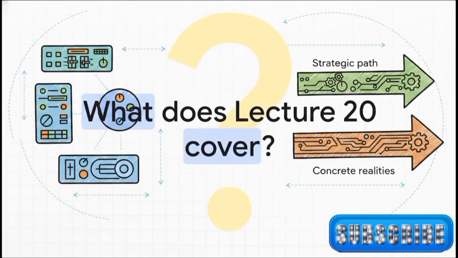So you might be wondering, what does Lecture 20 actually cover? How do we apply that grand strategic design to concrete realities? Because it's one thing to talk about intentional structuring, right? But how do you actually execute it when you're staring at a blank configuration screen? Well, the source provides two distinct paths to bridge this exact gap, ensuring our macro vision aligns perfectly with our micro configurations. We're going to look at how to map the terrain, and then how to calibrate the engine.